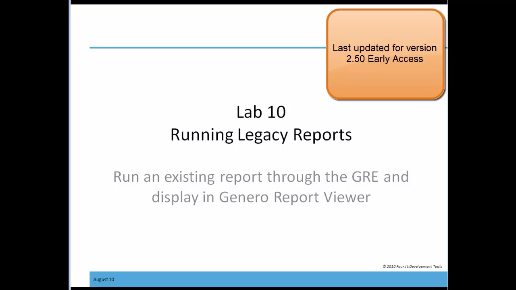So for this first lab exercise, we're going to find an existing legacy report, verify that it runs, and then add the code to that report that's necessary to take it from the legacy realm of Genero and instead run it through the Genero Report Writer framework, having it sent to the Genero Report engine and displayed using the Genero Report viewer.